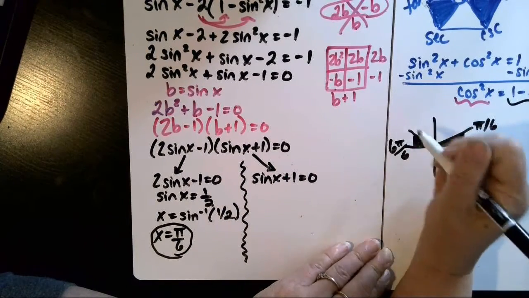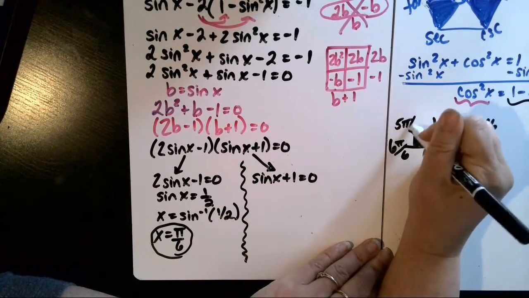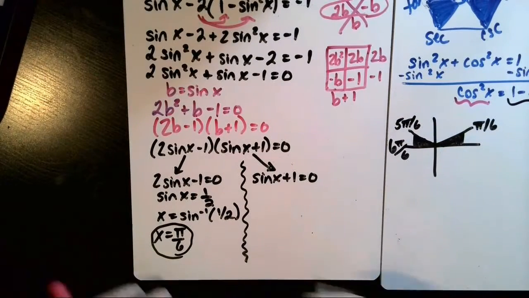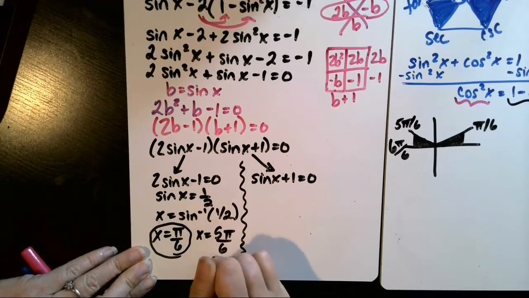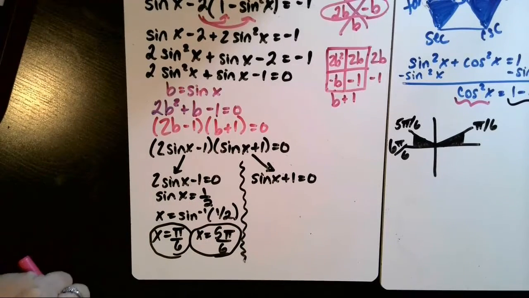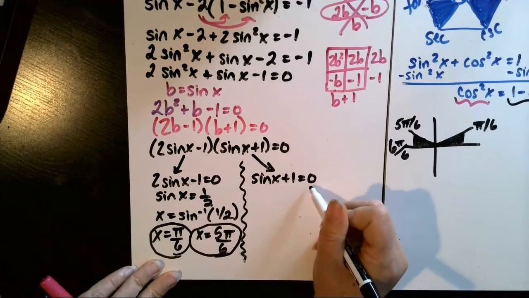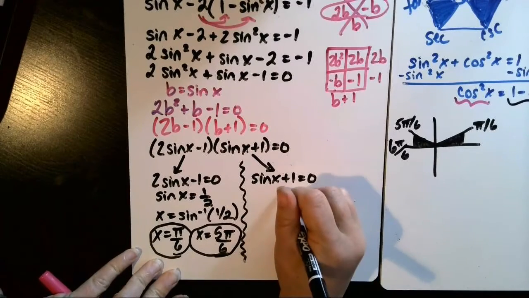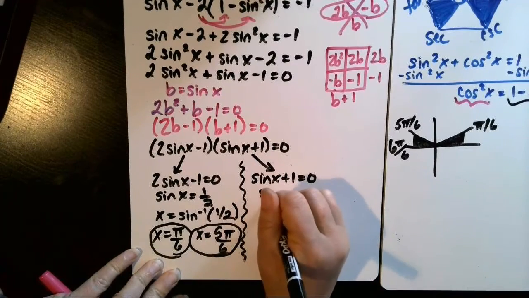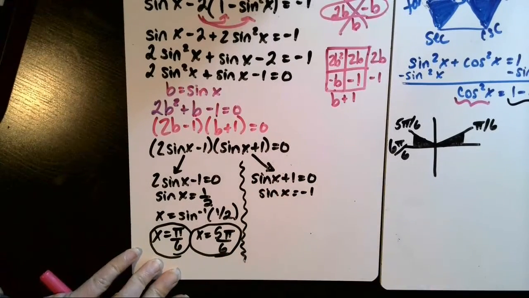So 6 pi over 6 minus pi over 6 is 5 pi over 6. So that's our second solution for the first factor, 5 pi over 6. Okay, now our second equation, sine of x plus 1 equals 0. We're going to subtract 1 from both sides. Sine of x is equal to -1.